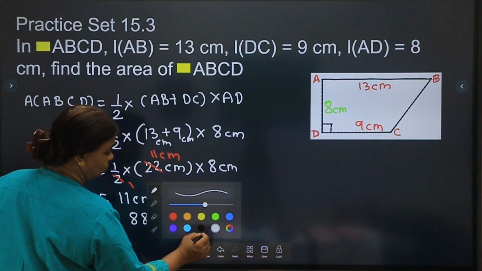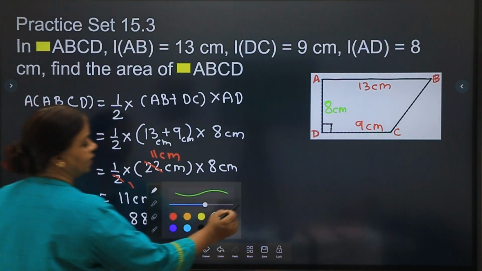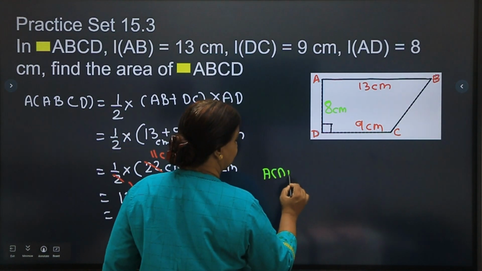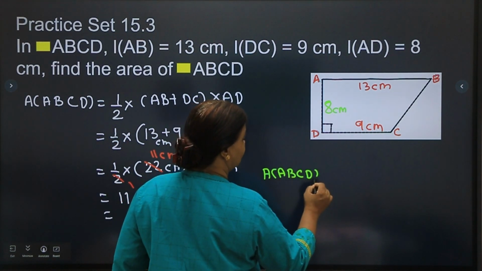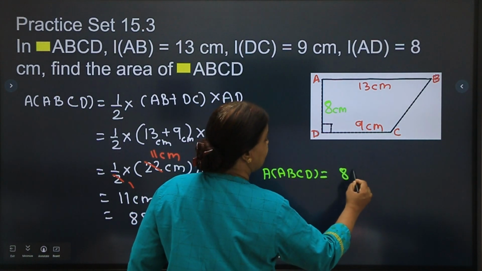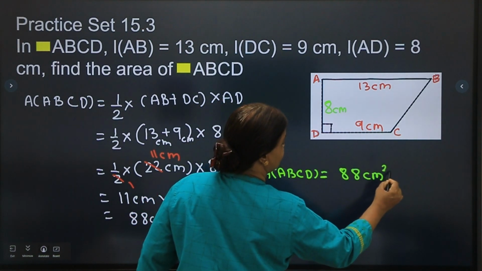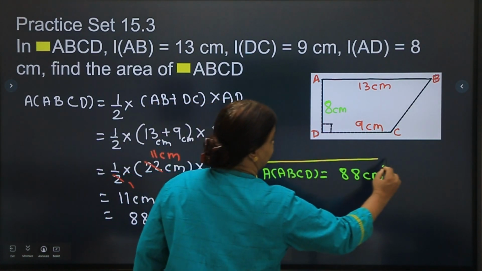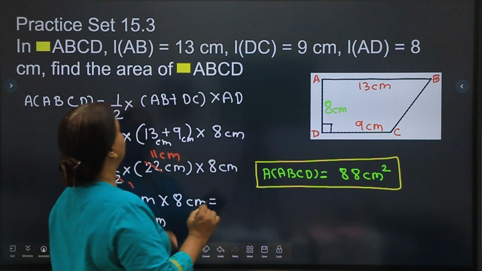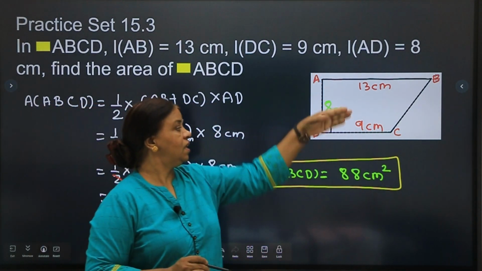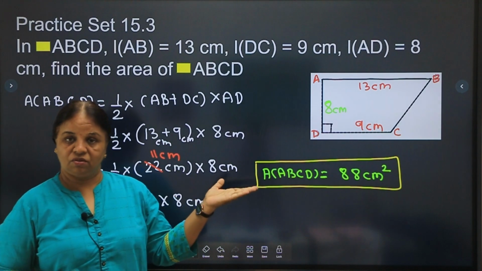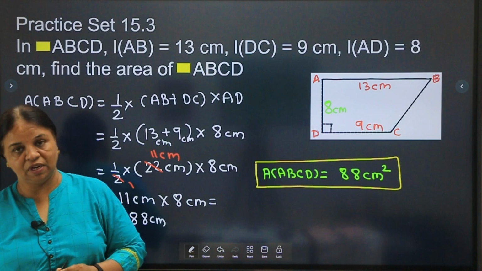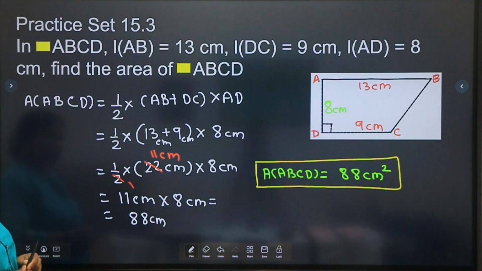So, finally, area of ABCD is equal to 88 centimeter square. Put a box around it. And why did we use this formula? Because AB is parallel to DC, and AD is the height. So, we can use the trapezium formula. Let's move to the next question, children.